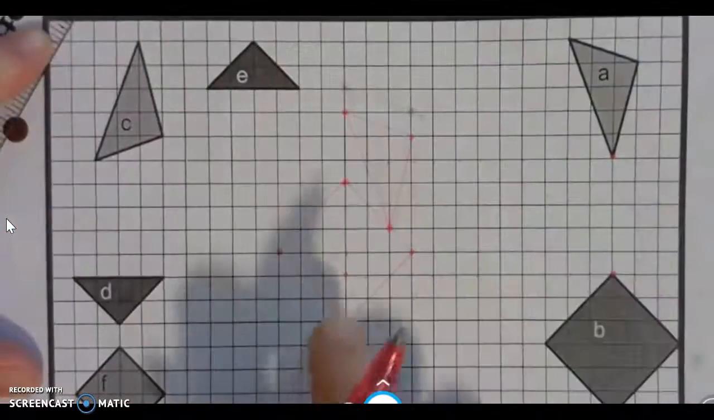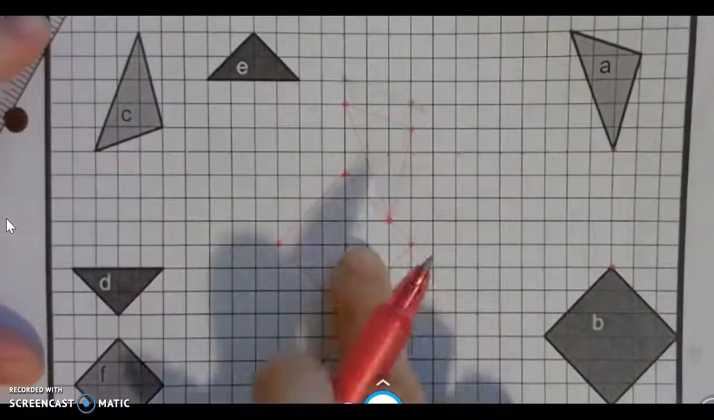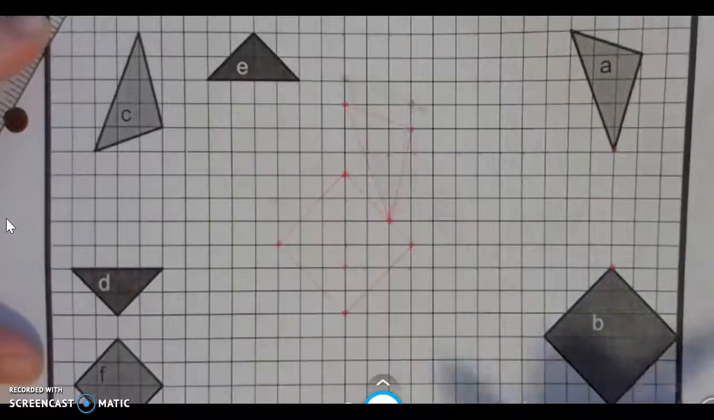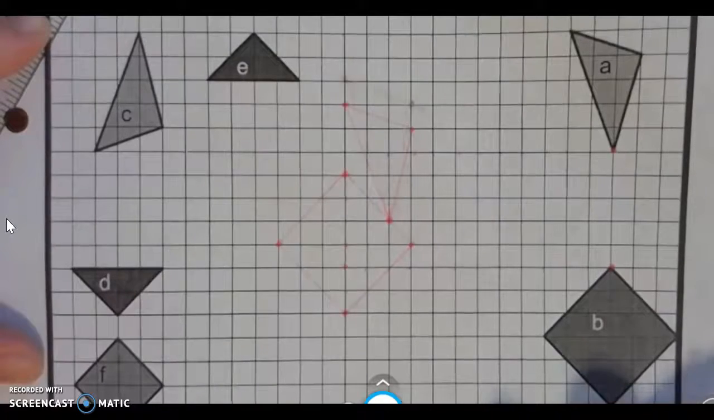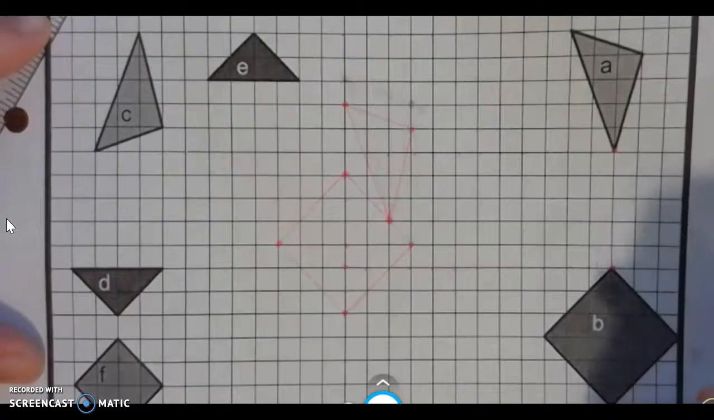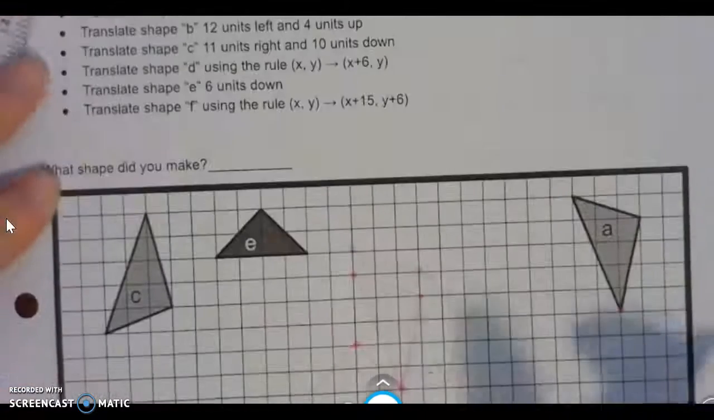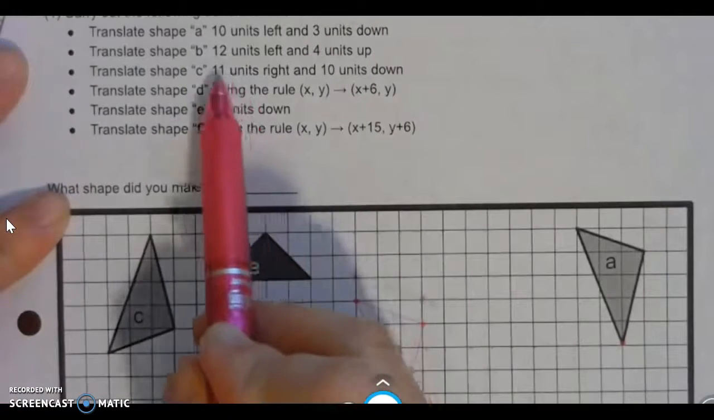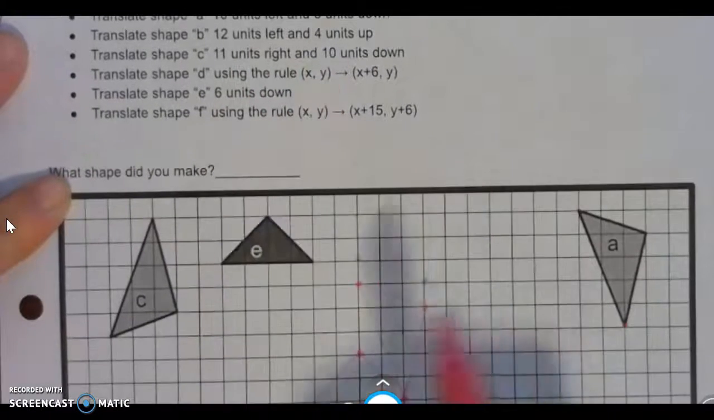Okay, visually check. Does B look like this? Okay, same size, same shape, just different location. Alright, so now C, we're supposed to do 11 to the right and 10 units down.